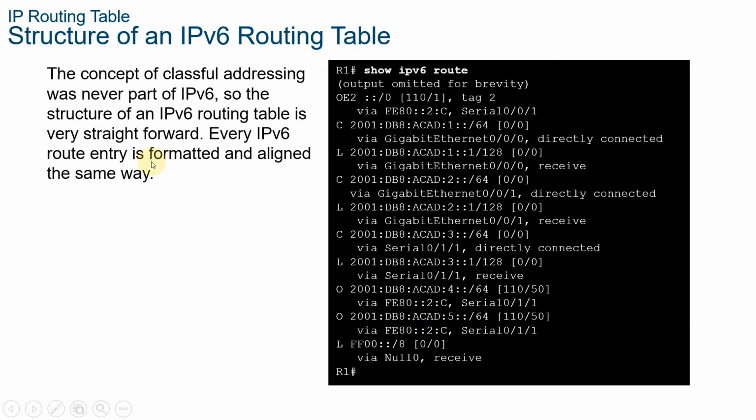Now, how about for IPv6? So the concept of classful addressing was never part of IPv6. So the structure of an IPv6 routing table is very straightforward. So every IPv6 route entry is formatted and aligned the same way. All right.